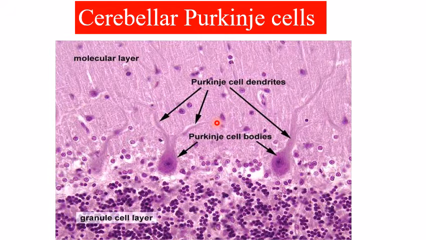Another higher magnification of the cerebellum. Here is part of the cerebellar cortex formed of 3 layers: molecular layer, Purkinje layer, and granular layer. You can see here the Purkinje cell is piriform, multipolar, with large processes extending to the molecular layer.